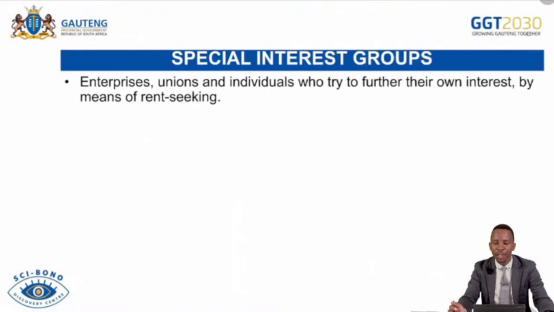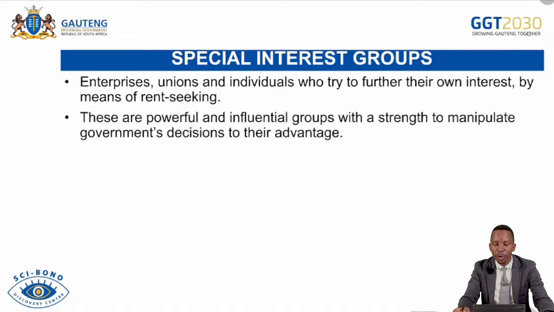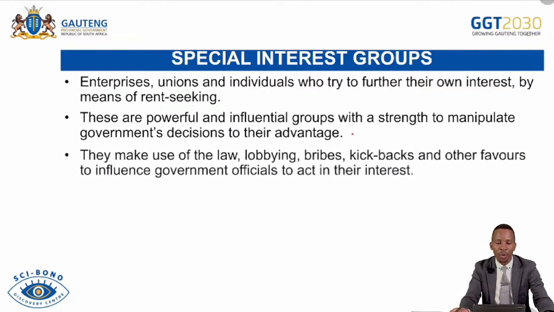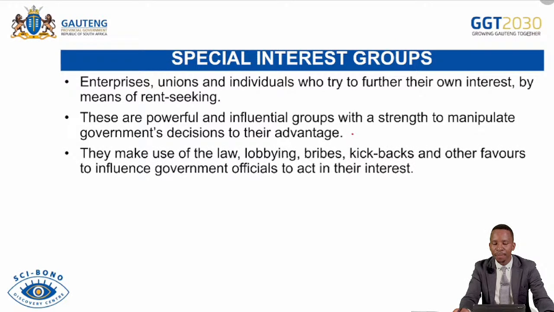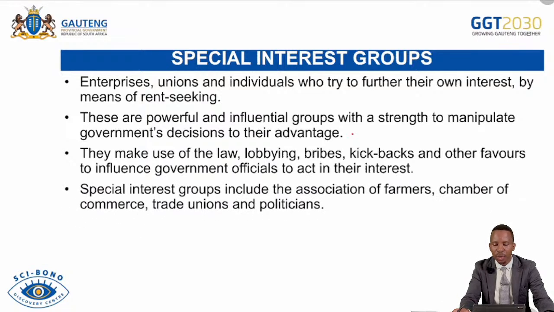And then special interest groups. Here we talk about those groups that are very powerful and can manipulate government decision making. Unions and individuals who try to further their own interest by means of rent seeking. So these are powerful and influential groups with the strength to manipulate government decisions to their advantage. In this case, they always try to manipulate the government so that it acts to their own advantage. They make use of laws, lobbying, bribes, kickbacks, and other favors to influence government officials to act in their interest. Special interest groups include the Association of Farmers, the Chamber of Commerce, trade unions, and politicians.